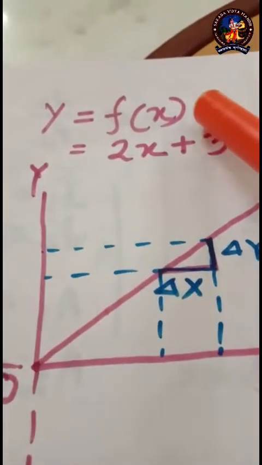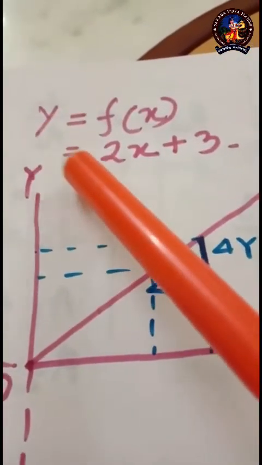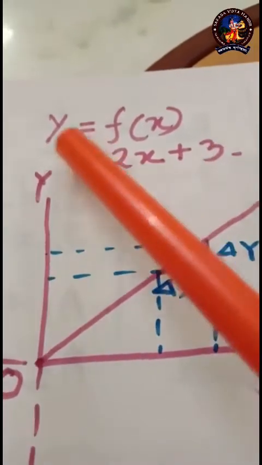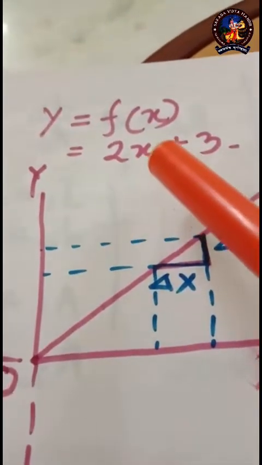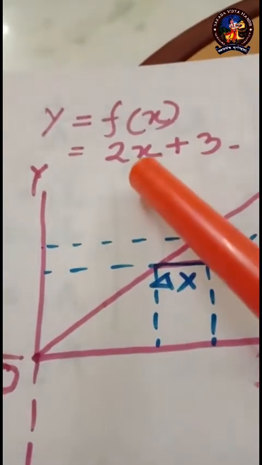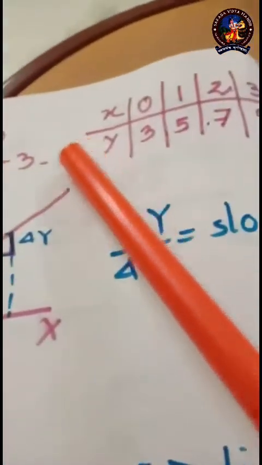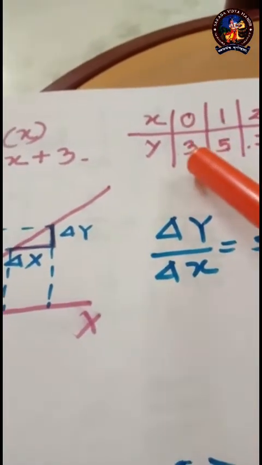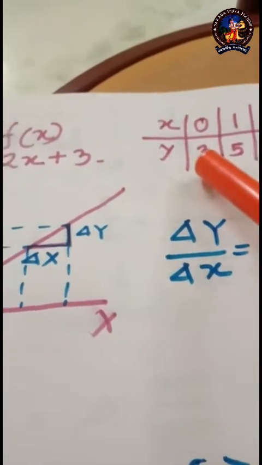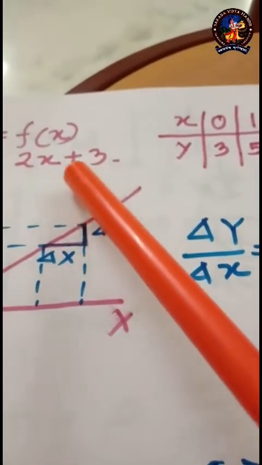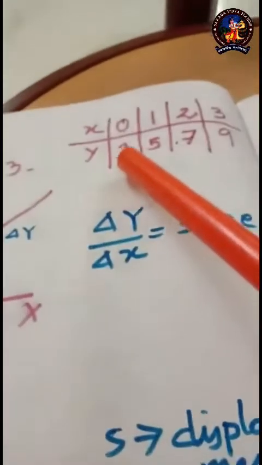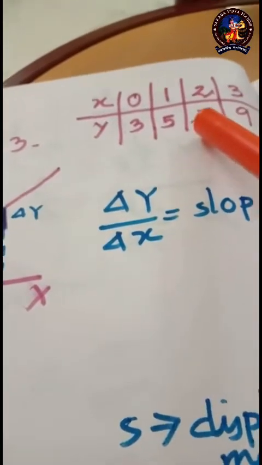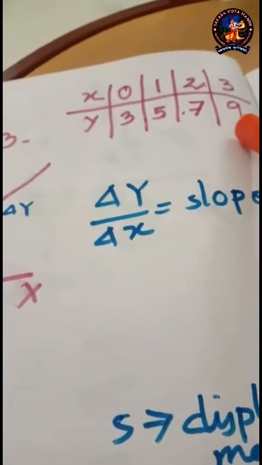What does it mean? Suppose y is equal to 2x plus 3. In that case y is depending on x, that is, as x is changed, y is also getting changed. Now you see, if I put x to be 0, then what will be the value of y? It will be 3. If I put x to be 1, what will be the value of y? It will be 5. Now if I put x to be 2, it will be 7, and if I put x to be 3, y will be 9.